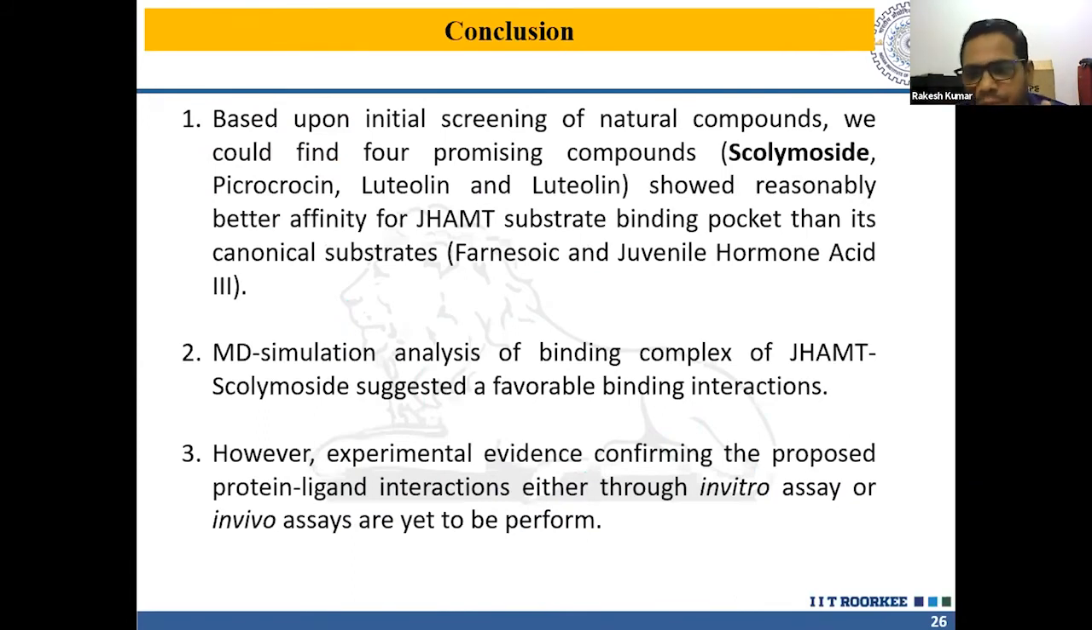Because this is a very preliminary study based mostly on in silico work, I can conclude that, based on this initial screening, scolimoside, along with picrocrocin, luteolin and hormonectin, showed reasonably good affinity for the JHMT compared to its natural substrate. In future we can plan to buy or extract these compounds from their plants, and test the in vitro binding affinity through biophysical techniques, since we have already cloned the proteins. Or we can feed those compounds to the insect in a bioassay to test their efficacy, whether they really have any effect on the insect system or not.